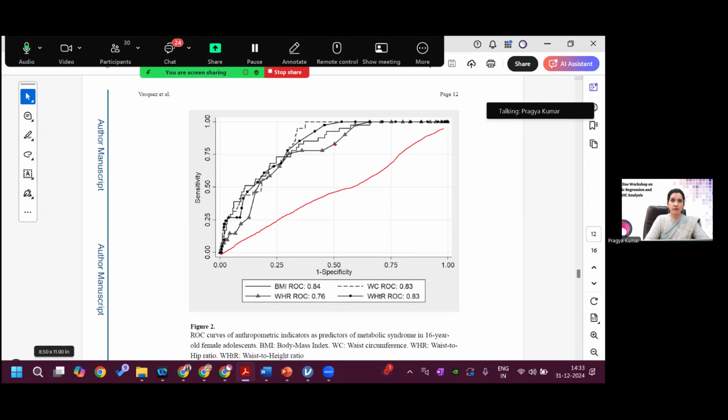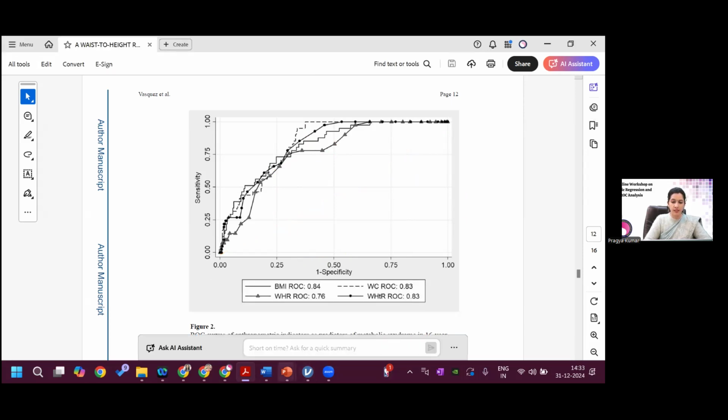So this is one, which is, you can see, like BMI, which is a straight line. Then this dash, dash, dash is the waist circumference, waist height ratio, and waist hip ratio. So in the same graph, you can compare each and every sensitivity and specificity and all the cutoff points on the single ROC curve.